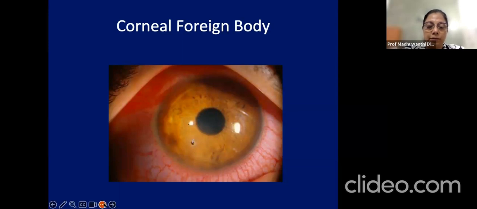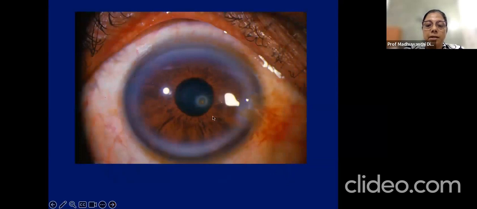If you don't remove it in time, sometimes patients come late. Then the rust ring will remain. So we have to give antibiotic ointment and get the patient on a subsequent visit and then remove this, because with the growth of the cornea, with the cells, it will come to the surface and then we have to remove it.